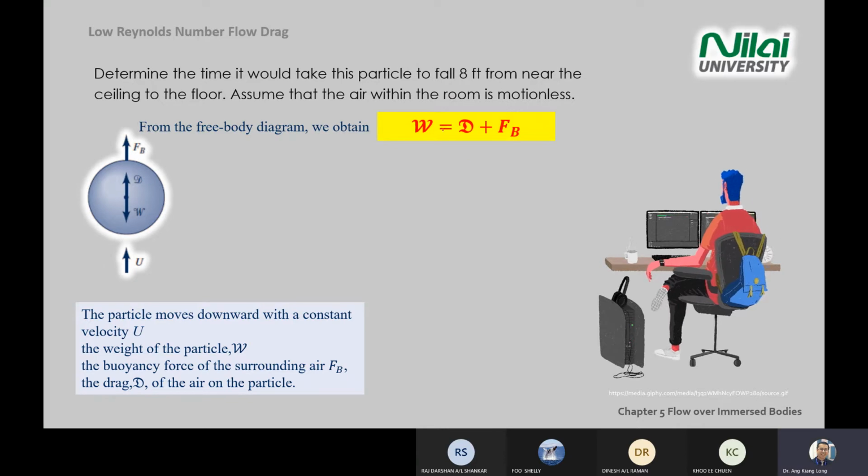Raj, do you understand how you get W equal to D plus FB? Yes, sir. So far, okay, sir.